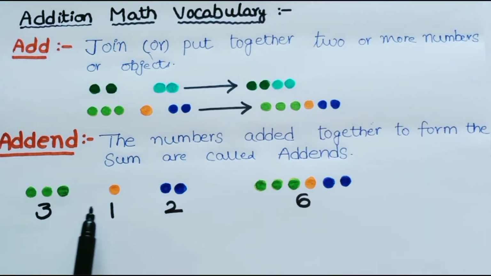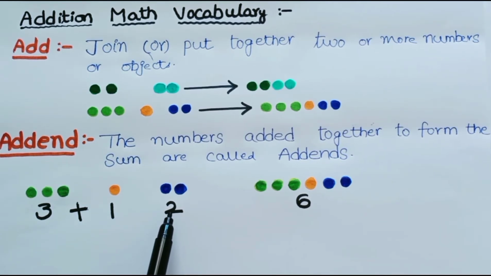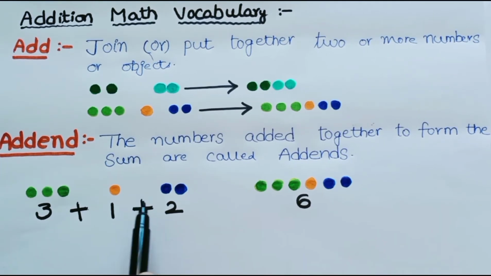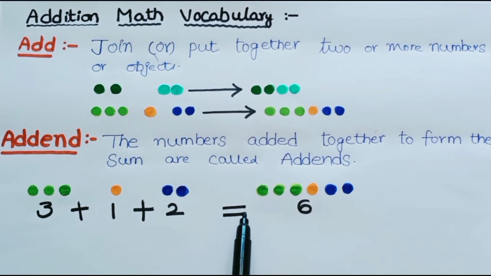So adding together any two objects or numbers is indicated by which symbol? Yes, it is plus. If we put two numbers together, we have to introduce the symbol plus. Here also we are joining two numbers, so here also we have to write the plus symbol. What is the name of this symbol? It is plus. It is the symbol of addition. So 3 plus 1 plus 2 equals how much? It is 6.